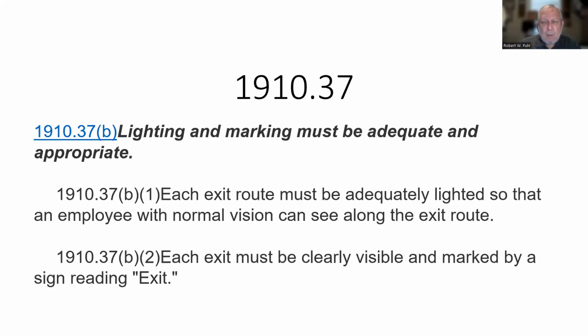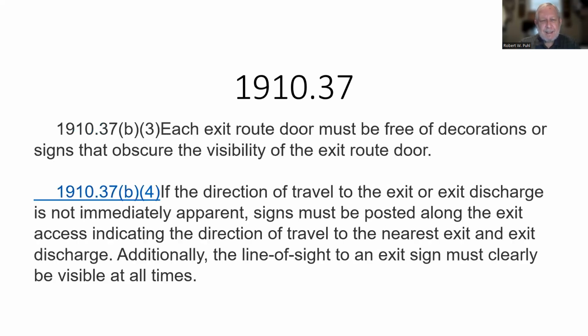Lighting and marking must be adequate and appropriate. Each exit route must be adequately lighted so that an employee with normal vision can see along the exit route. And each exit must be clearly visible and marked by a sign reading, guess what? Exit. Now, these people are brilliant. Okay, I'm being facetious. Each exit route door must be free of decorations or signs that obscure the visibility of the door. Sometimes people don't think there's a door on an exit route, so don't mess it up by putting posters or signs on it.